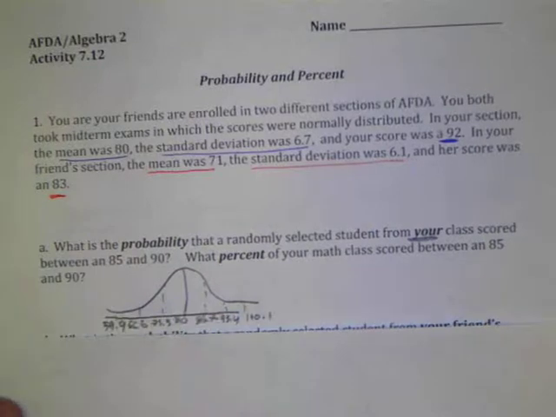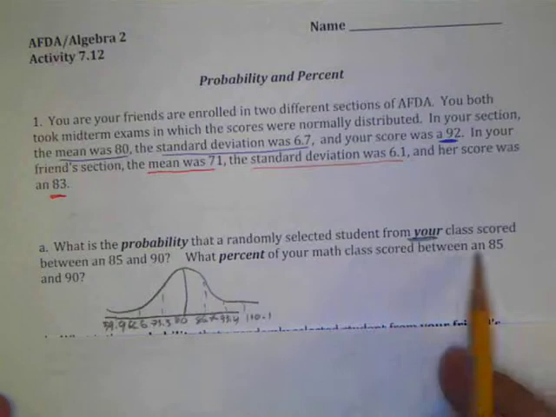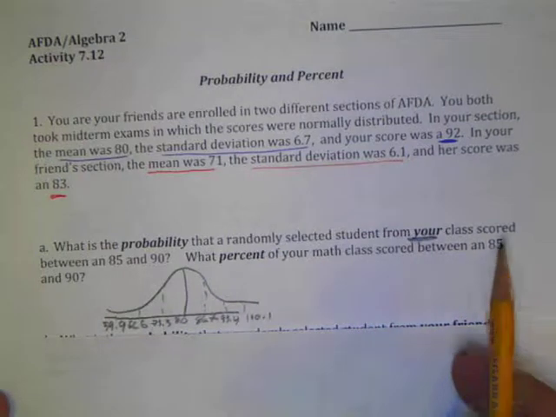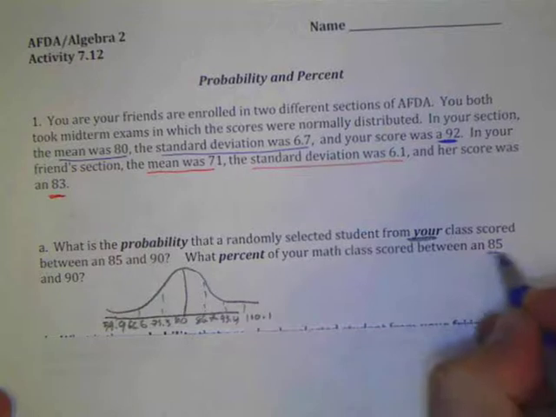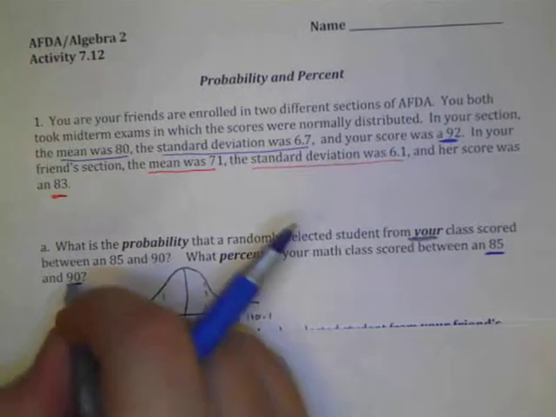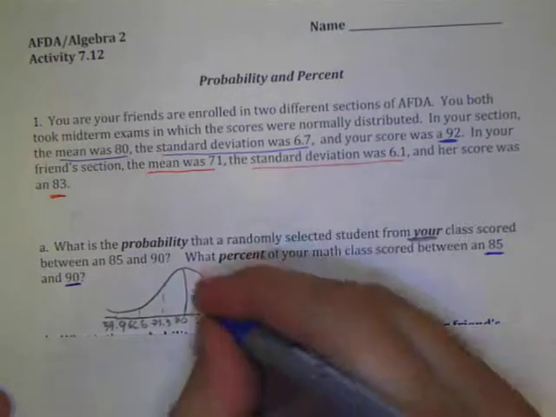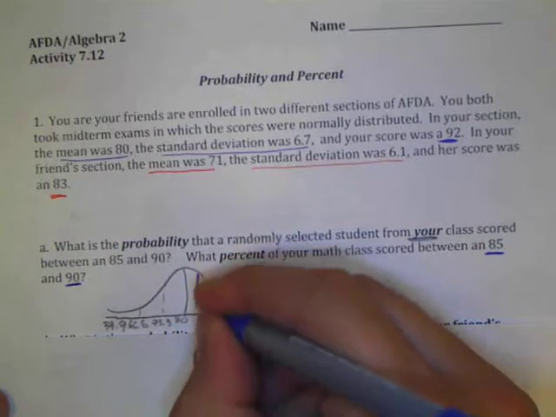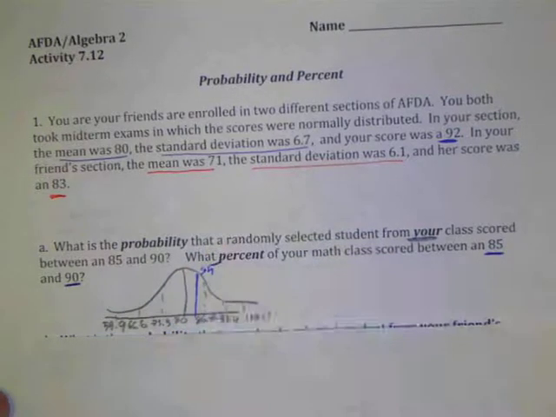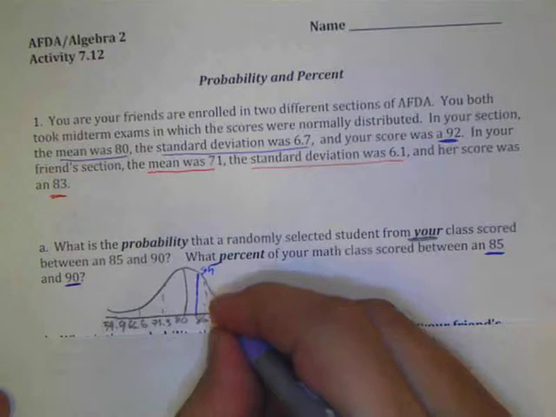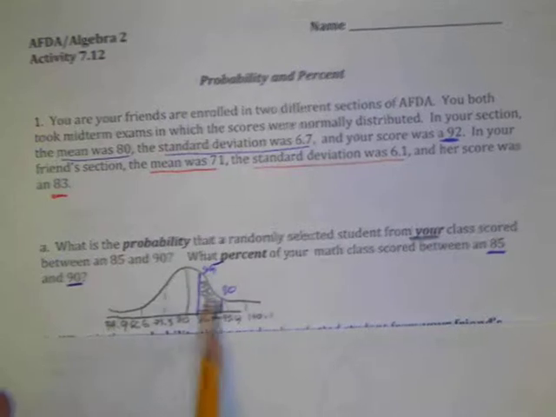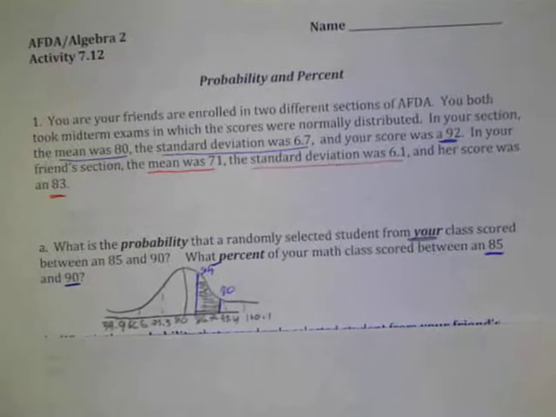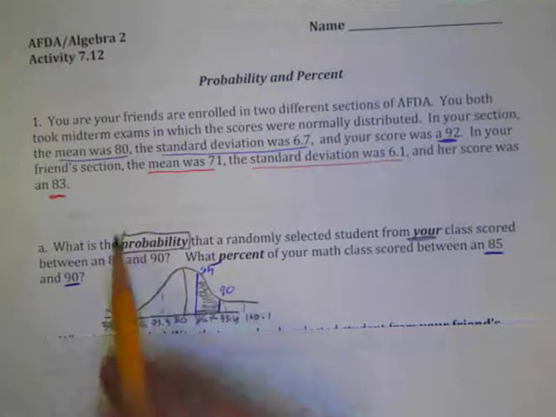All right. What percent of your math class scored between an 85 and a 90? So, between an 85 and a 90. So 85, this is more than 80 but less than 86. And 90 is going to be roughly in here. And I want to know what's between, so I'm going to shade in the middle. Remember, we use our norm CDF to get the probability.